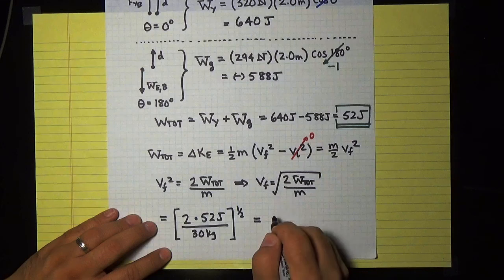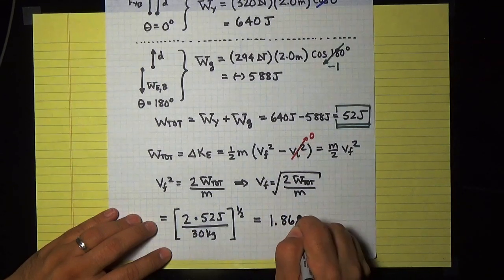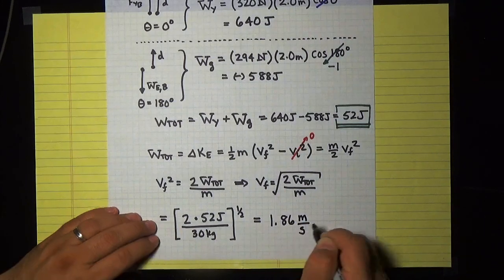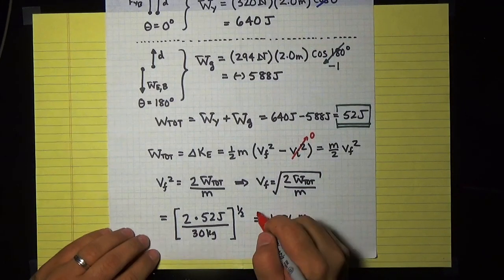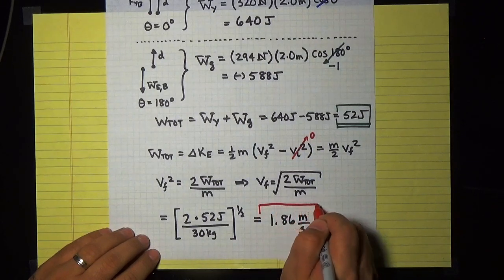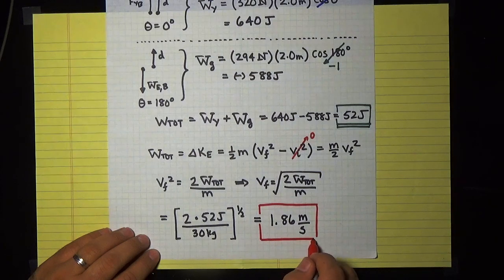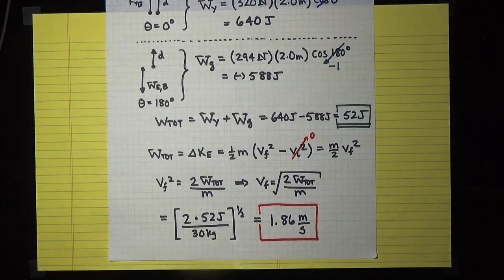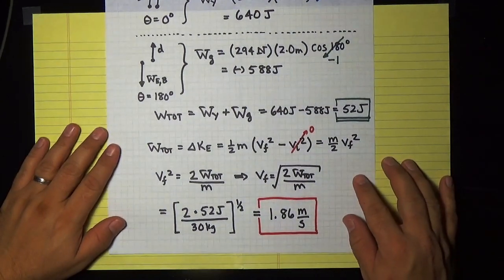And if I work that out, I get that this is 1.86 meters per second. So at the moment I let go of the bale, after bucking it up, it's traveling at 1.86 meters per second. Now I could have worked that number out purely from forces and acceleration and using kinematics, but this is an example of how you can solve this problem using energy.